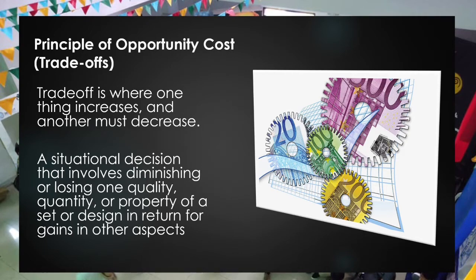Trade-off is where one thing increases and another must decrease, and this is where the principle of opportunity cost comes in, a situational decision that involves diminishing or losing one quality, quantity, or property of a design in return for gains in other aspects. For example, sa pagpili ng programming language sa isang application, kung pipiliin mo ang C++ as a programming language, you are favoring the qualities of performance while sacrificing the cross-functionality of the application to other operating platforms. Kung mas preferable ng customer ang cross-functionality ng application to different operating platforms over sa performance ng application, mas preferable na piliin ang cross-functional programming languages such as JavaScript.